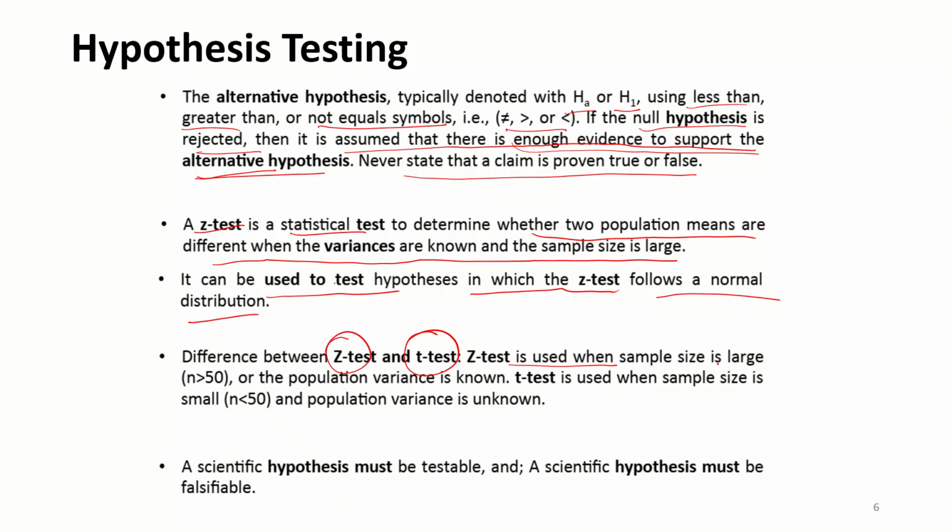A z-test is used when the sample size is large or the population variance is known. For now, we are considering 25. A t-test is used when the sample size is small and the population variance is unknown. A scientific hypothesis must be testable, and it must be falsifiable. These terms we have already discussed in our previous classes.